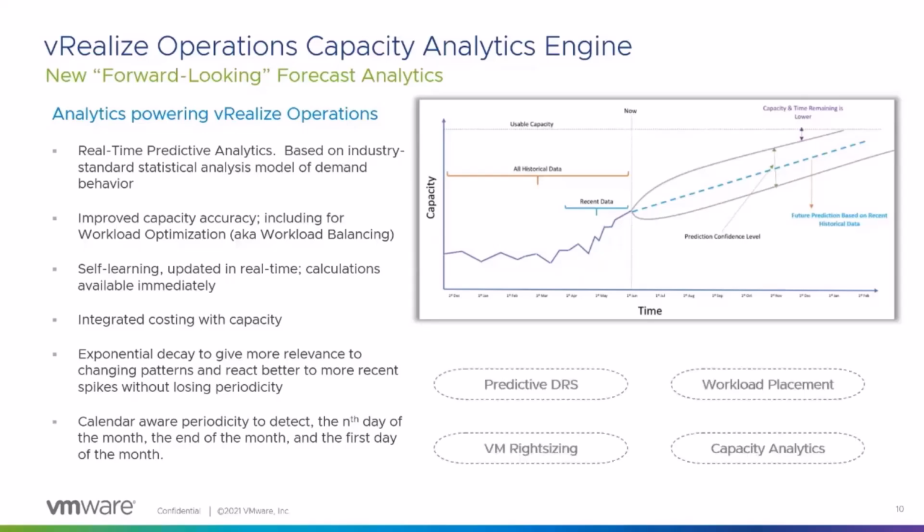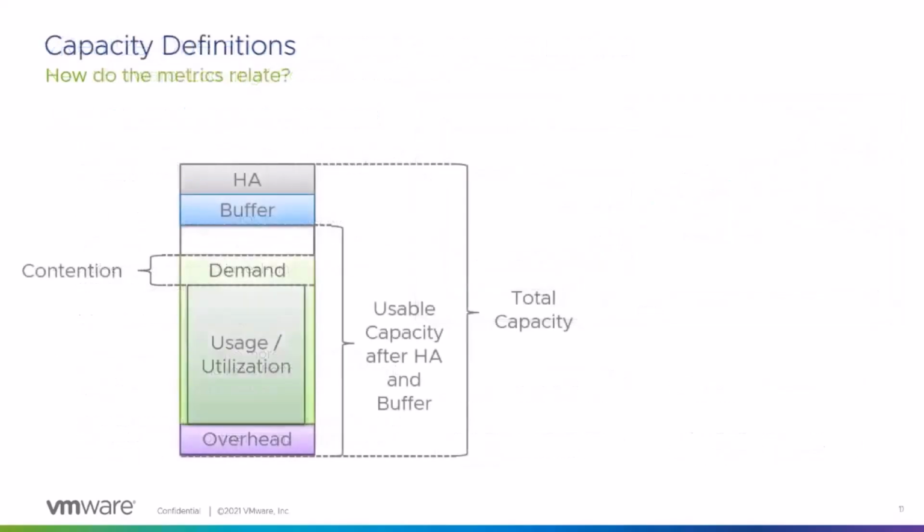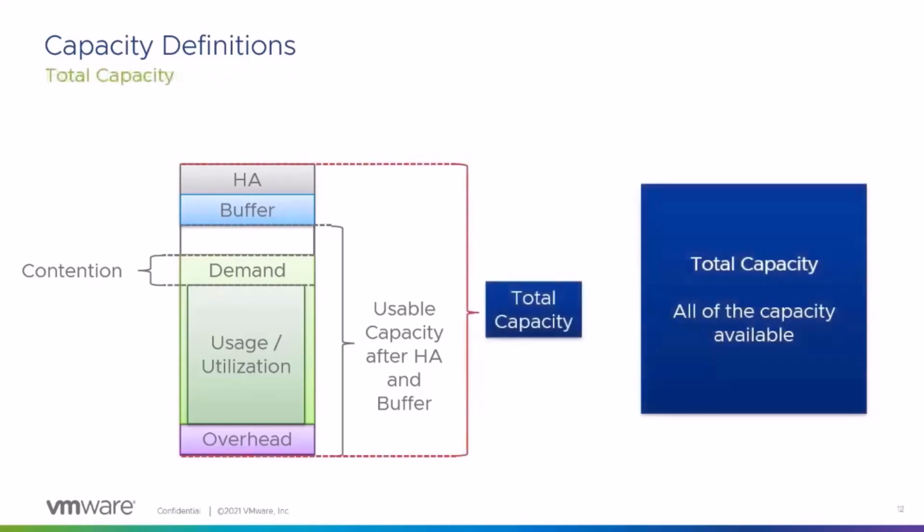I want to step back and level set on some of the definitions and terms that go into these projections, to help understand what the system is actually telling you. I've created this little infographic here and will run through it quickly to define these terms, so it makes sense when you're looking at the UI what these various pieces mean. So total capacity is all the capacity, in this case for a cluster. It's the total capacity of a cluster itself.